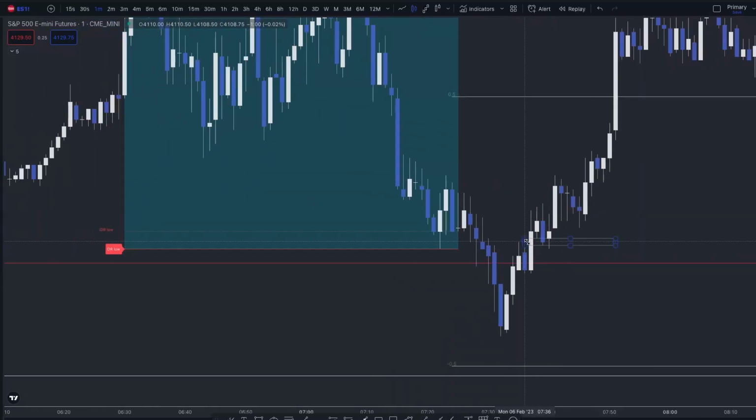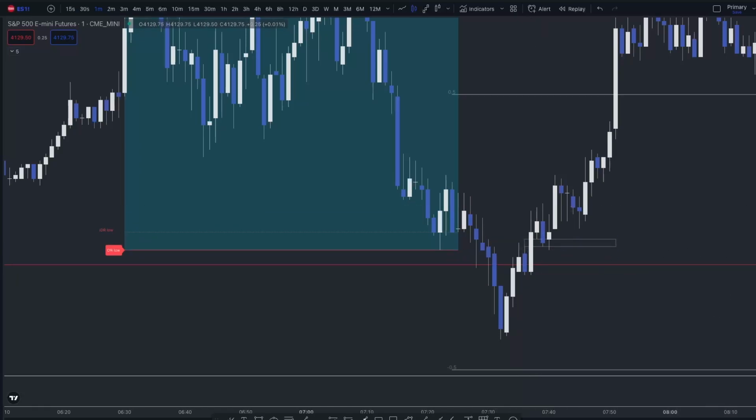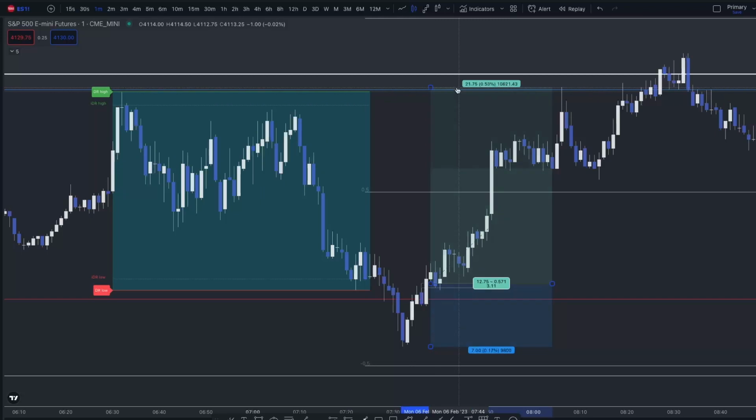You have this imbalance on the upside right here. Very subtle, but it's there. So that could have been the entry. That's a very nice trade. 3R to the high. Could have taken it just to these highs. Could have been a very, very lovely trade.